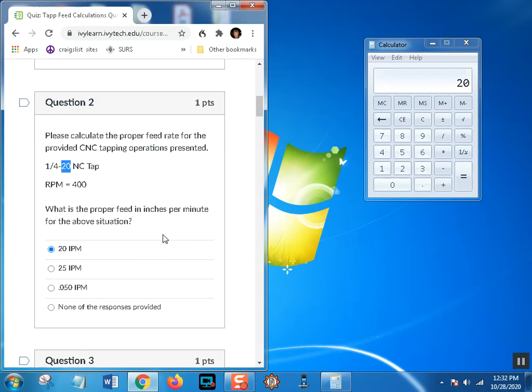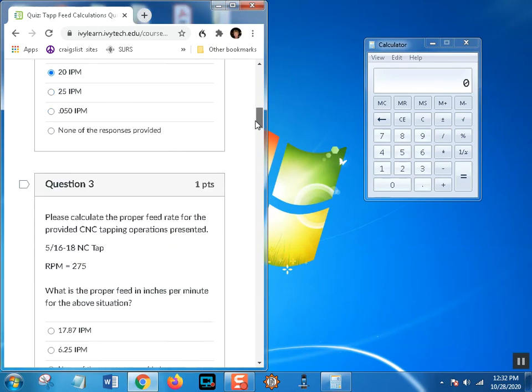Now, remember this, when you're programming this, you definitely need to put a decimal point in there. So don't forget your decimal point. All right, don't forget to put that in there. That will not work. If you don't put that decimal point in your program, you are going to come up with a broken tap. You will. You're just going to trust me on that. Let's look at our next one.